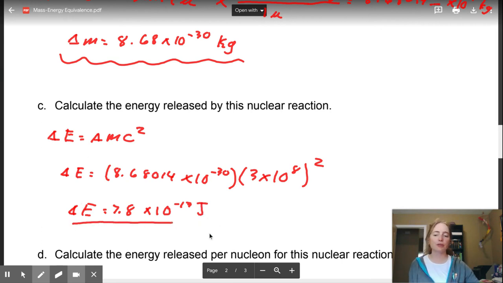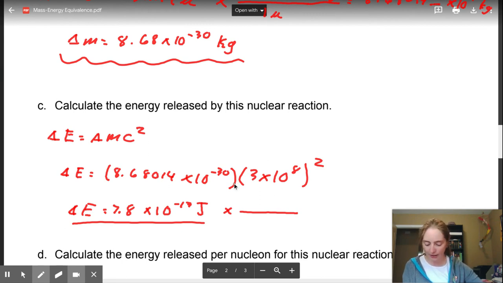So, ladies and gentlemen, you also could choose to put this number into electron volts if you wanted to. Remember, look at these orders of magnitude here. Negative 30, negative 13. That's insanity. How much energy is released from that insignificant speck of mass being converted into energy? Isn't that nuts? So, ladies and gentlemen, let's convert this to electron volts because we can.